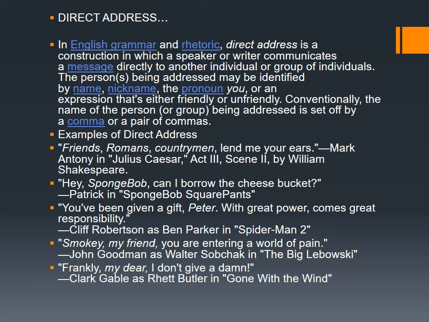I will read one for you. "Friends, Romans, countrymen, lend me your ears." Mark Antony in Julius Caesar, Act 3, Scene 2 by William Shakespeare. Okay, so as you can see, direct address is being given where we know what the exact plot is in the drama or maybe the novel.